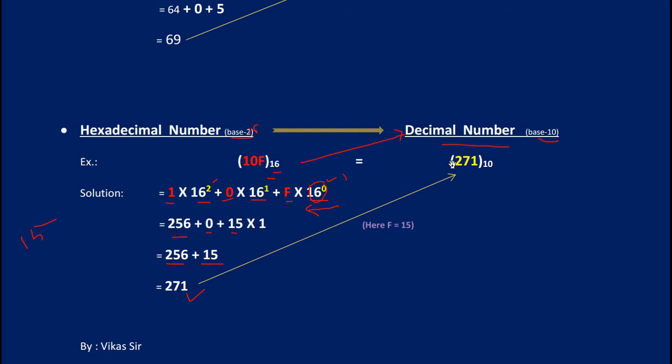Now right here inside the brackets is 271, and the base value is 10. This is called the decimal number system. So we have converted from the hexadecimal number system to the decimal number system.